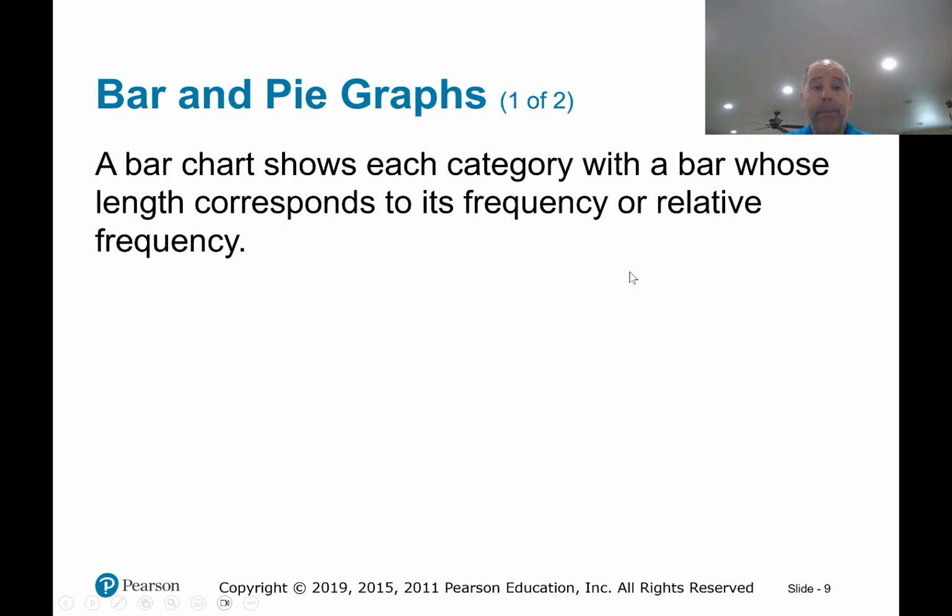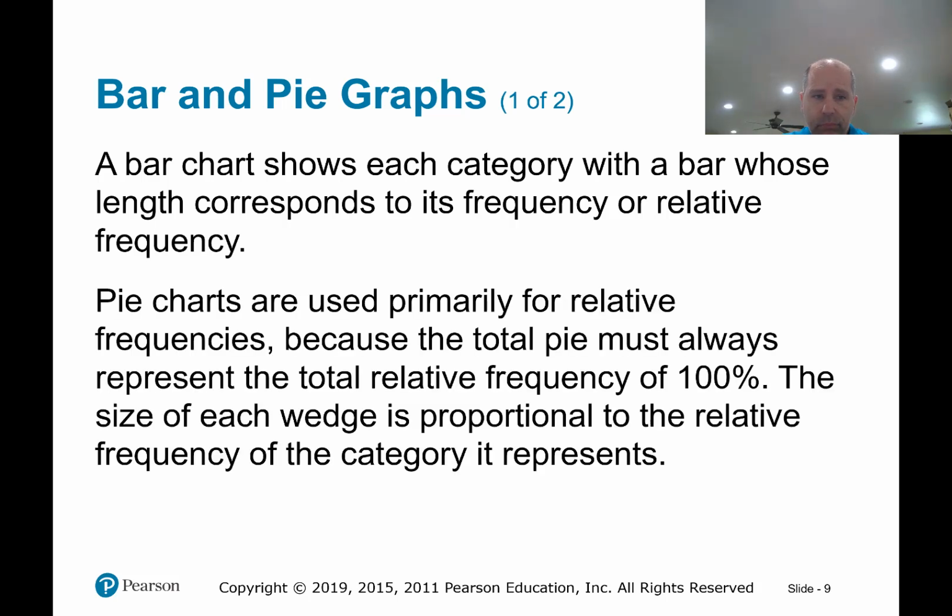All right, now let's talk about bar charts and pie charts. Bar charts show each category with a bar whose length corresponds to its frequency or relative frequency. Pie charts are used primarily for relative frequencies because the total pie must always represent the total relative frequency of 100%. The size of each wedge is proportional to the relative frequency of the category it represents. So if it's a 25% relative frequency, it should be a quarter of the pie, and so on.